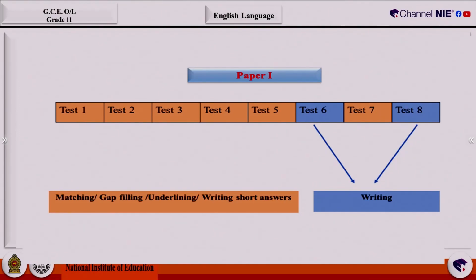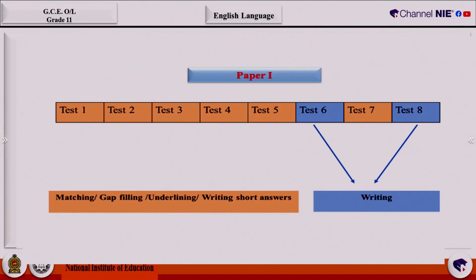So, let's look at paper 1. I have shown you the number of tests that you are going to face. Tests 1 to test 8. I have marked test 6 and test 8 in blue color because these are the test items that will test your writing ability.